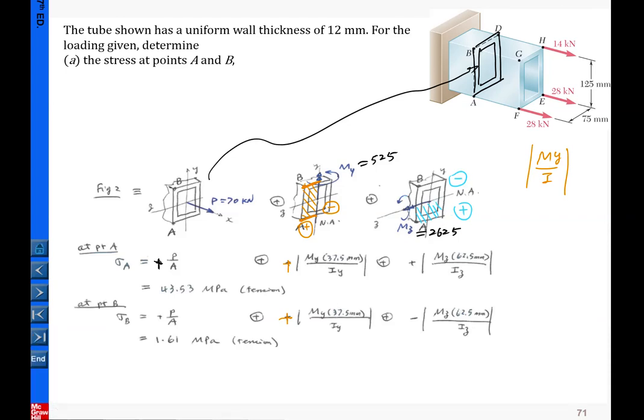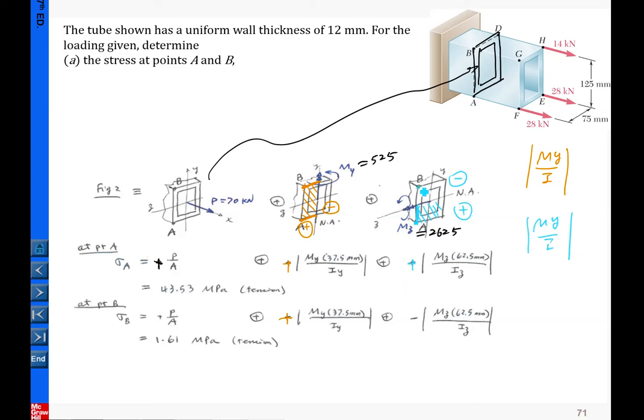So for this subcase, at point A, again we put into this template, MY over I. M is the bending moment, here it is MZ. Then from point A, the neutral axis is now the Z axis, about which the bending is applied. So from here to here, that is the distance, and that distance goes into this holder, Y. So that is 62.5. And with respect to the moment of inertia, it is IZ, about the Z axis. So that's point A here, and at point A that is tension, so here I put a positive sign.